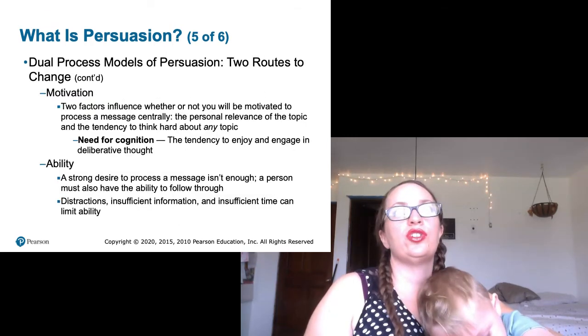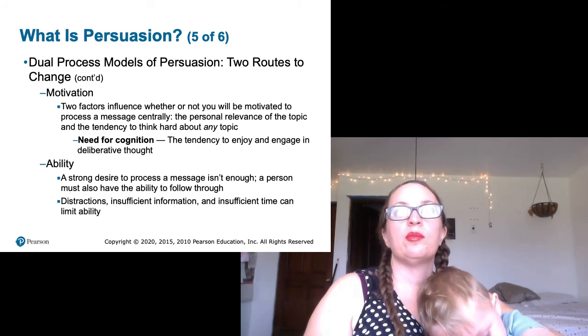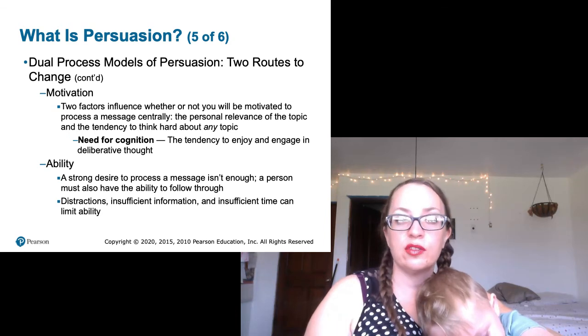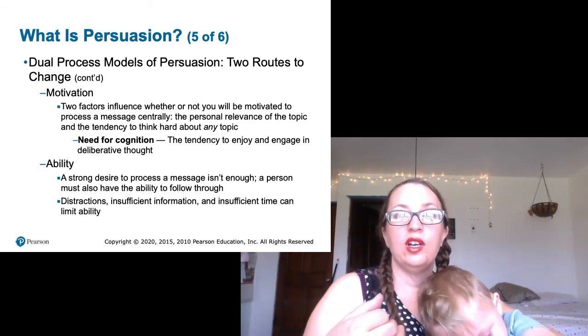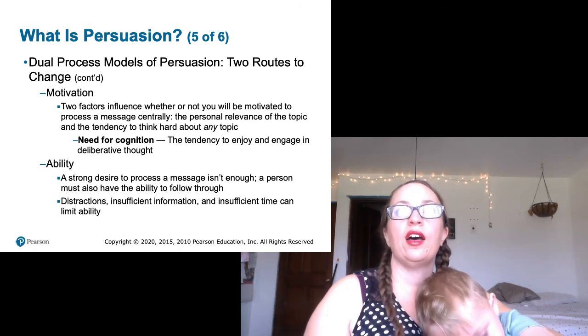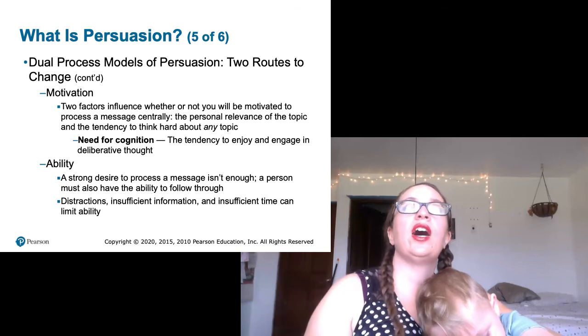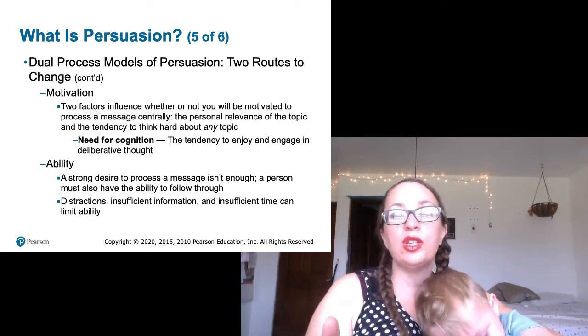You don't have the motivation to process an argument, you tend to take the peripheral route. So motivation to process a message is influenced by the personal relevance of the topic to the message recipient and the person's need for cognition. Now, some people don't have a high need for cognition, and other people do, and everywhere in between on a continuum.